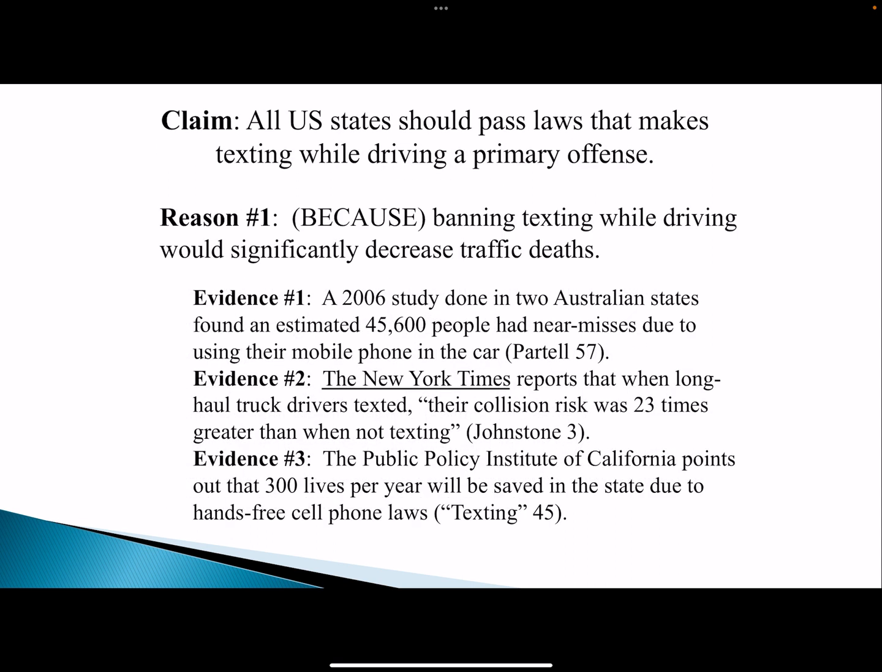Pause this video and read through the claim, reason, and pieces of evidence that this imaginary student is working with. Once you've read, unpause the video and move to the next slide.